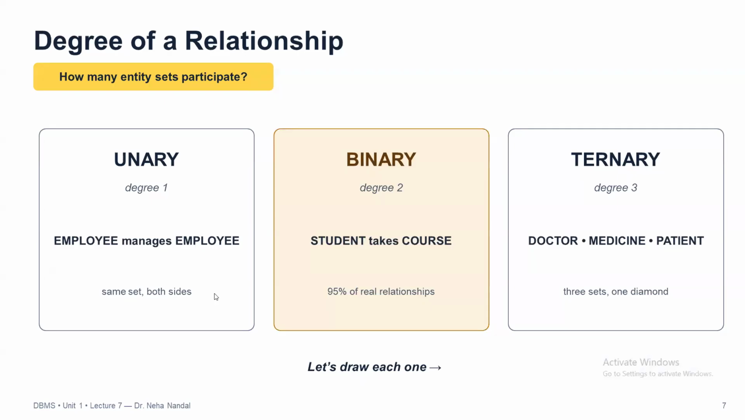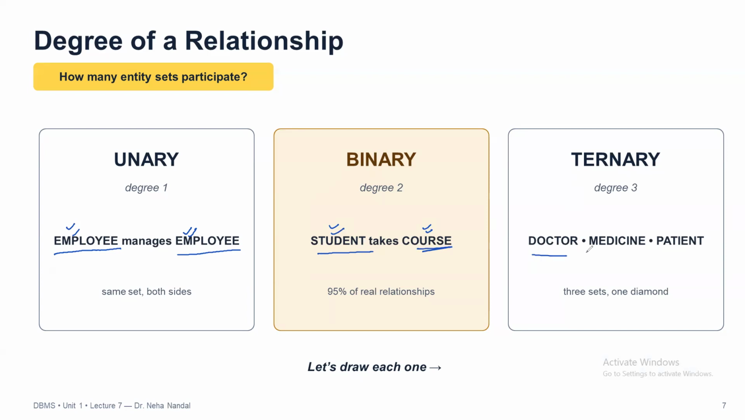Before that, I would like to tell you that some examples are already given here. Suppose I am mentioning that employee manages employee. This is one example. We are going to take it in detail right now, one by one. For binary, student takes course. So you can just remember one thing. Here I have taken only one entity set. Employee manages employee, here it is taking only one entity set. Binary is taking two entity sets.